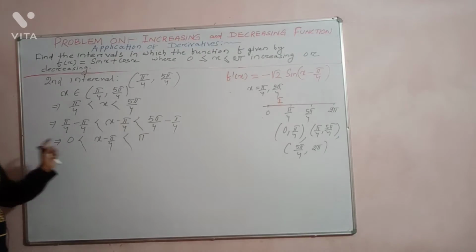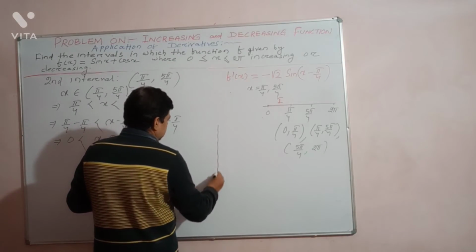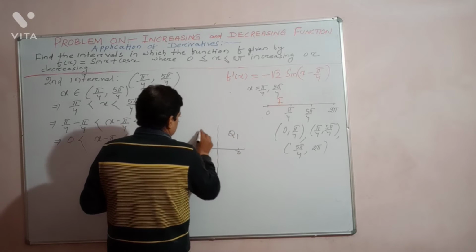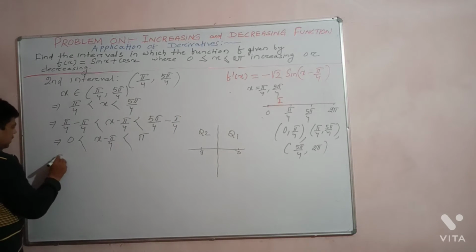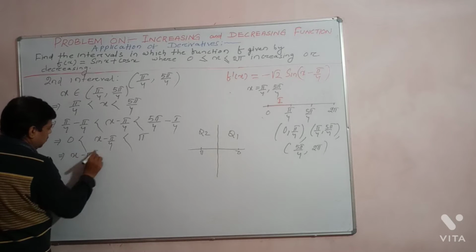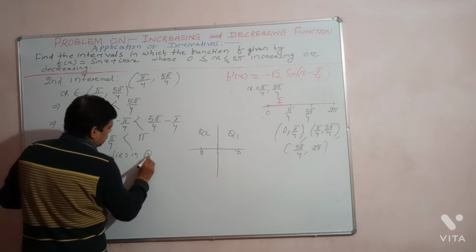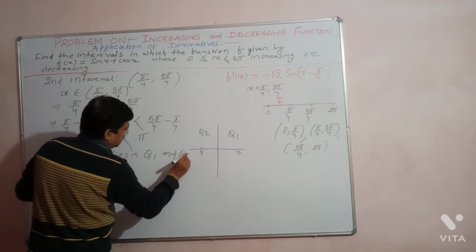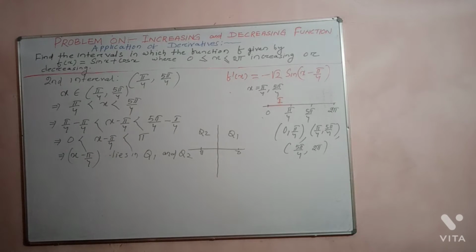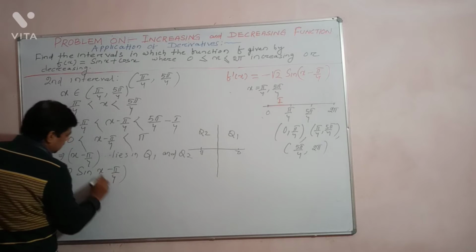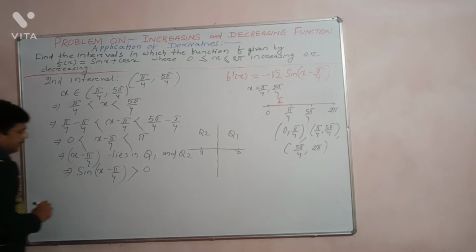It means the domain of the function lies between 0 to pi. 0 to pi means which quadrant? Let us see. 0 to pi means the first quadrant and second quadrant. Understand? That implies x minus pi by 4 lies in the first quadrant and second quadrant. And in the first quadrant and second quadrant, you know, sin function is positive. All of you know. That implies sin(x minus pi by 4) is greater than 0.